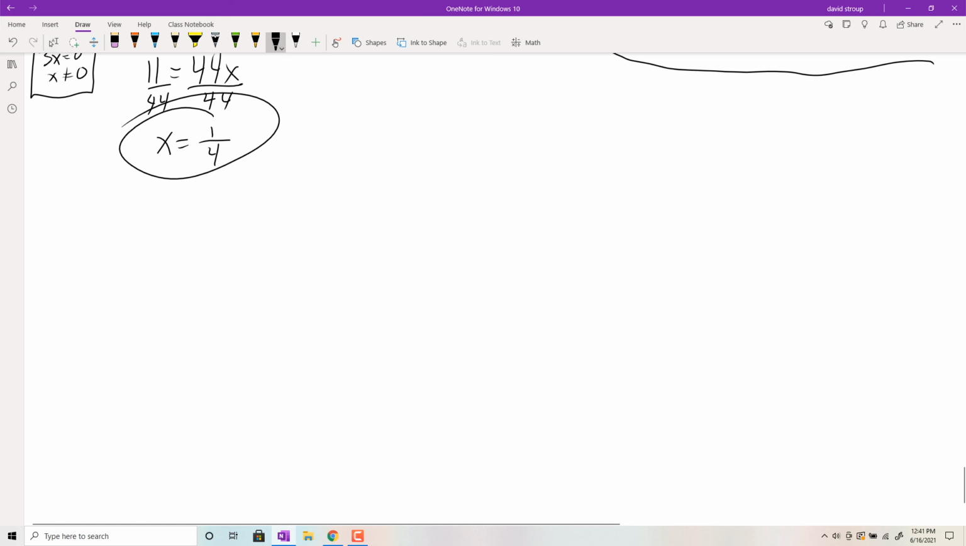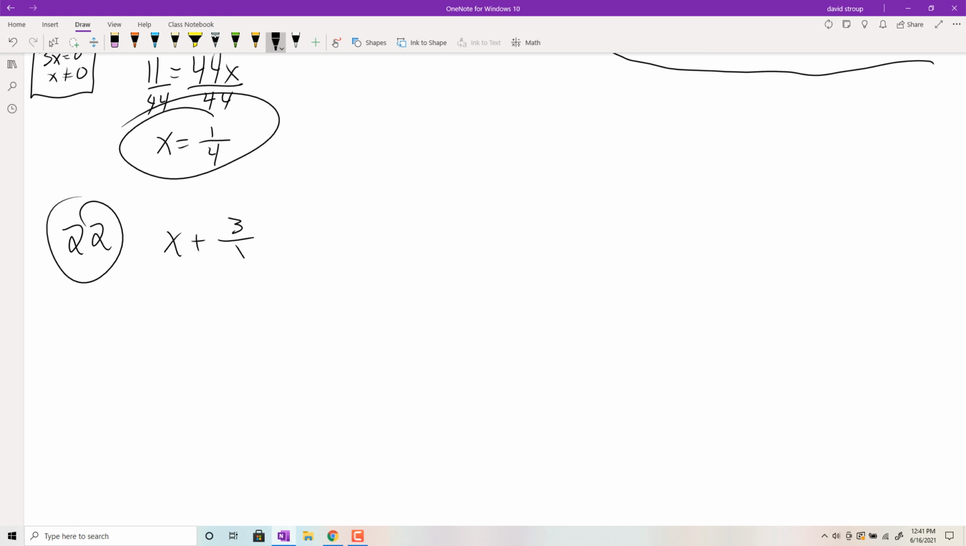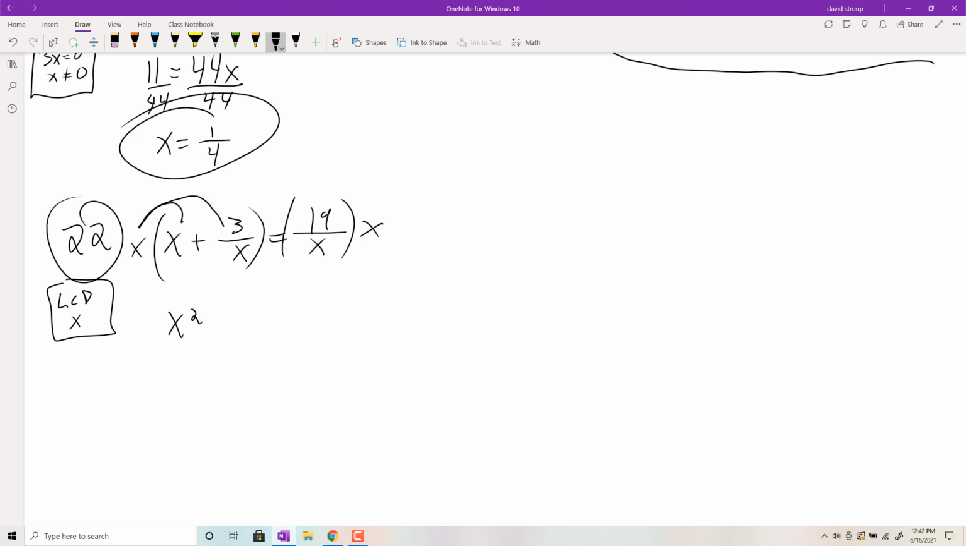22. Let's get x plus 3 over x equals 19 over x. This time the LCD is just x, so I'm going to multiply both sides by x. Here, x times x is x squared, and then x times 3 over x, the x's will cancel, and you're just left with 3. On the other side, I'll just be left with 19, the x's cancel.